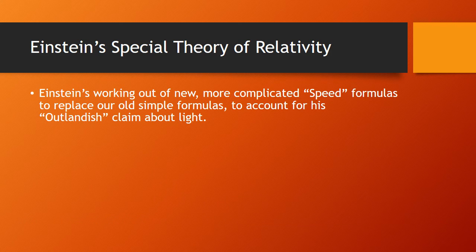Einstein's special theory of relativity is Einstein's working out of new, more complicated formulas to replace the old simple speed formulas that we've used so far. The old formulas are actually still quite useful, as long as speeds involved do not exceed a few dozens of millions of miles an hour. The old formulas work wonderfully with absolutely no discernible error or difference. But when speeds get above 100 million miles an hour or so, the old formulas start to become less accurate, and we need to use Einstein's new formulas.